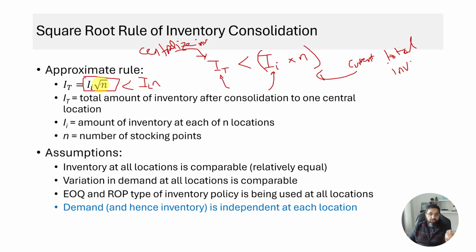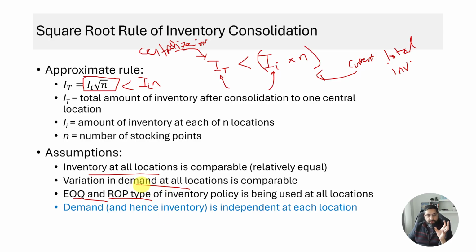So you get a reduction in inventory by centralizing. Okay, so there's some assumptions. Inventory is comparable across locations. Variability in demand across locations is comparable. You're using some reorder point type of policy. And then the demand is independent at the different locations.